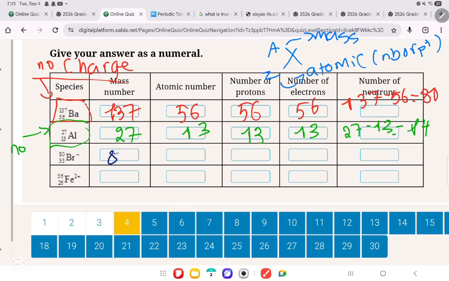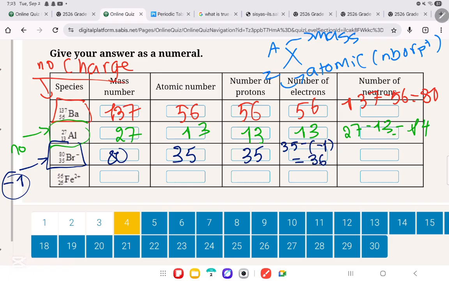What's the mass number? 80. What's the atomic number? 35. What's the number of protons? 35. Now here, what's the number of electrons? Here, the charge of this is minus 1. In order to find the number of electrons, it's the number of protons minus the charge. So 35 minus 1, which is 36. So 36 electrons.